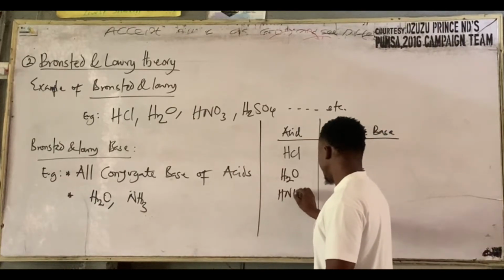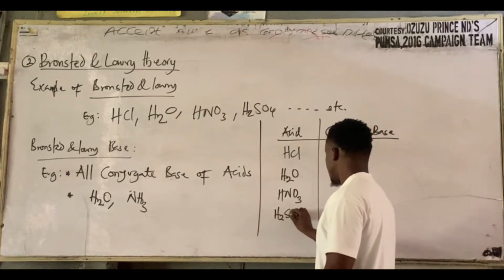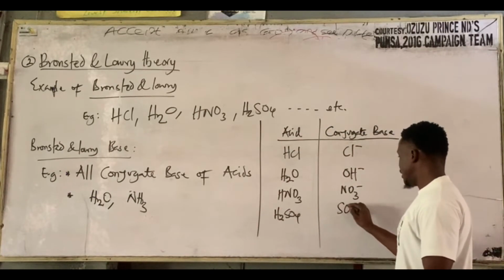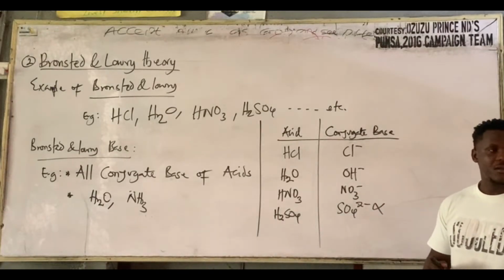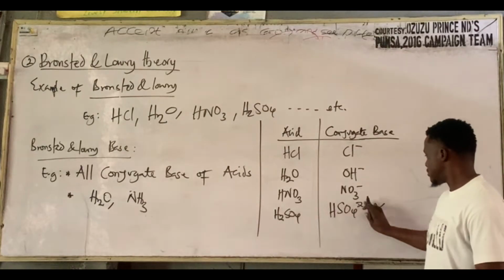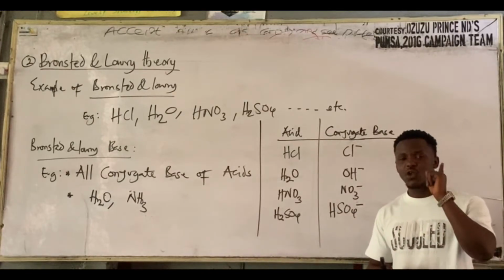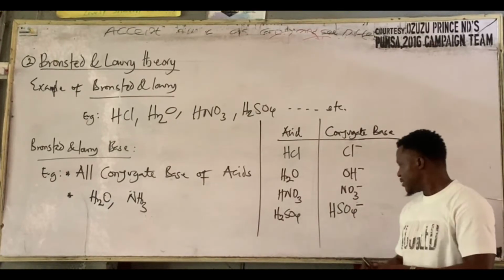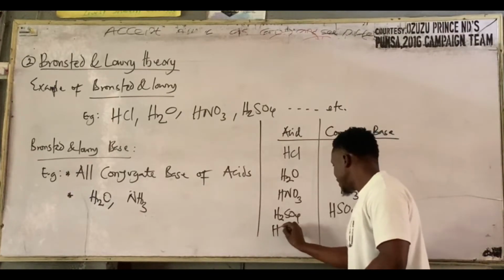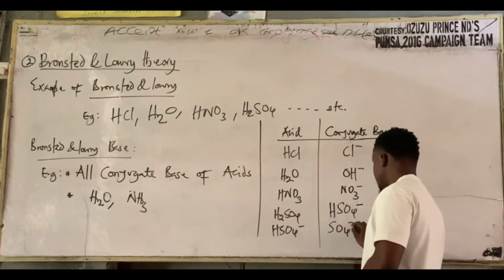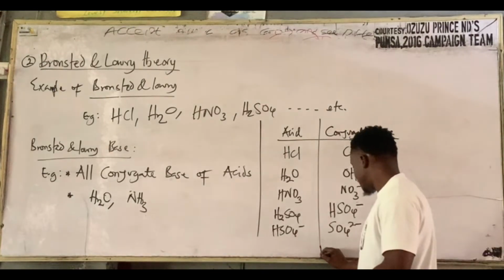We have HNO3. We have H2SO4; what's the conjugate base? SO4 2 minus. This is wrong. A conjugate base is what is formed when an acid has lost how many protons? One, just one. This one can still act as an acid. If I have this as an acid, the conjugate base will not be what? But this one can still donate a hydrogen ion.